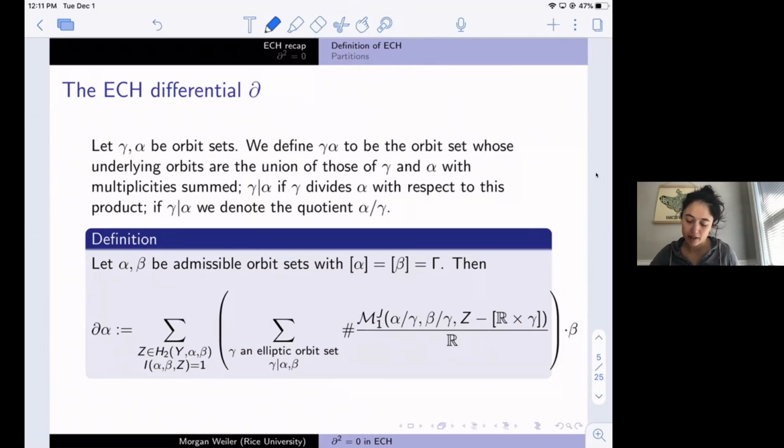2 homology classes such that the index of alpha, beta, Z is 1. And then the sum over elliptic orbit sets, which divide alpha and beta, of a count of the elements of this moduli space, which is curves with positive ends on alpha and negative ends on beta in the class Z minus R cross gamma. And then I'm not allowing any covers of R cross gamma of elliptic orbits. An elliptic orbit set just means that all Reeb orbits are elliptic.